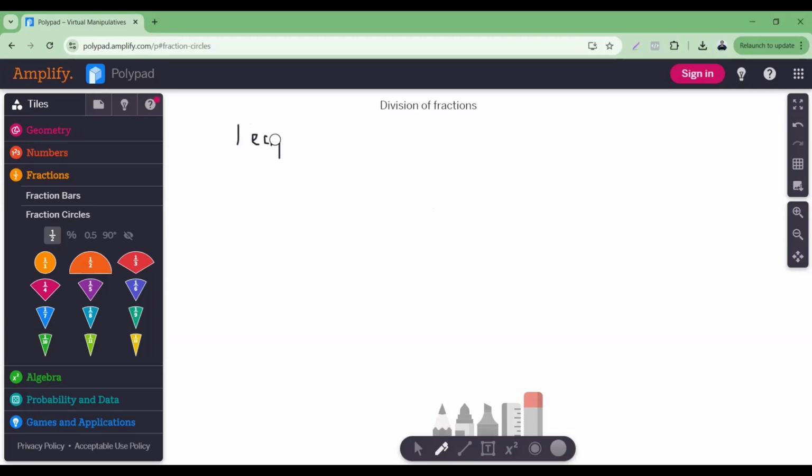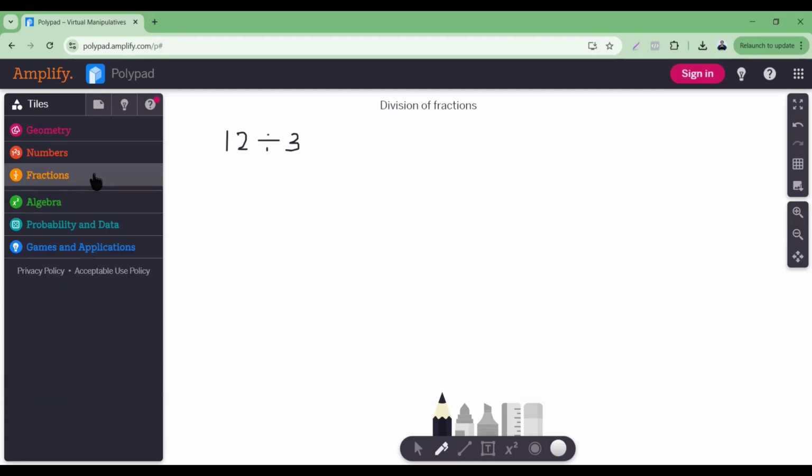So let's start to understand division of fractions by thinking about a normal division. Normal division, that means what? 12 divided by 3. Simple. This is how we used to do 12 divided by 3, right? How can we visualize this 12 divided by 3?